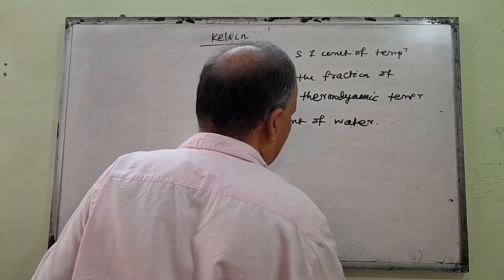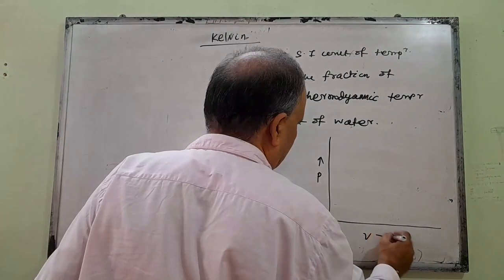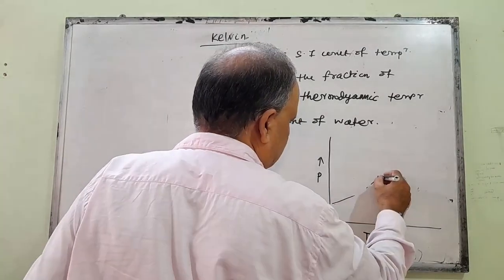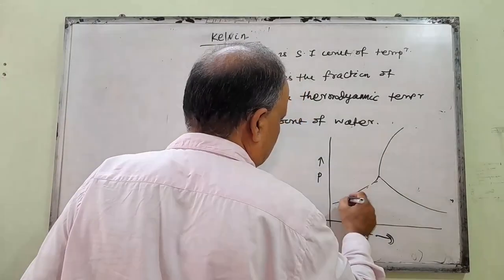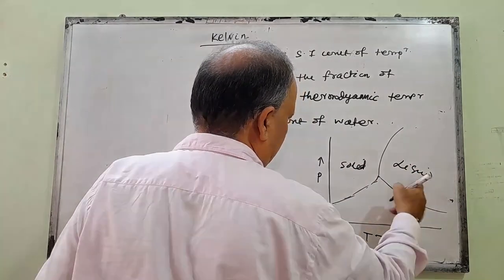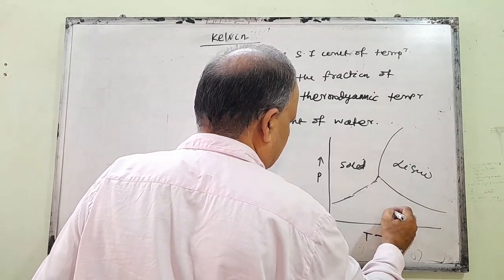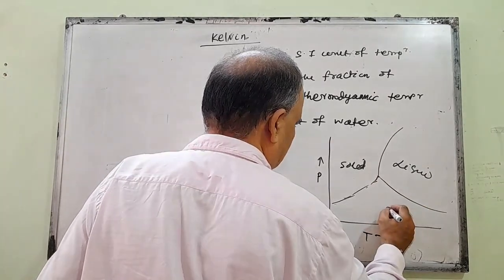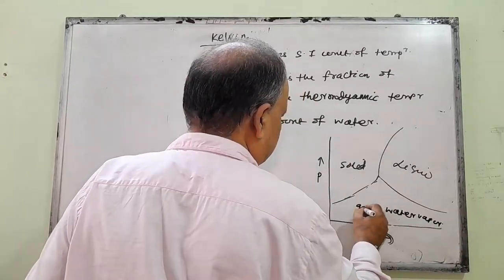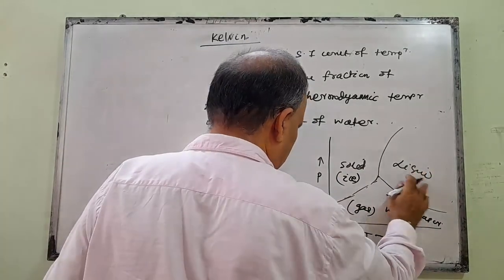You know, in the water system, that is in the PV diagram, PT diagram, there is one particular temperature. Suppose this is your solid state, that is the ice, and the liquid state, this is the water, and this is your vapor state, the gaseous state, that is water vapor. This is the gas, this is the solid, that is your ice, and this is your liquid, that is the water.